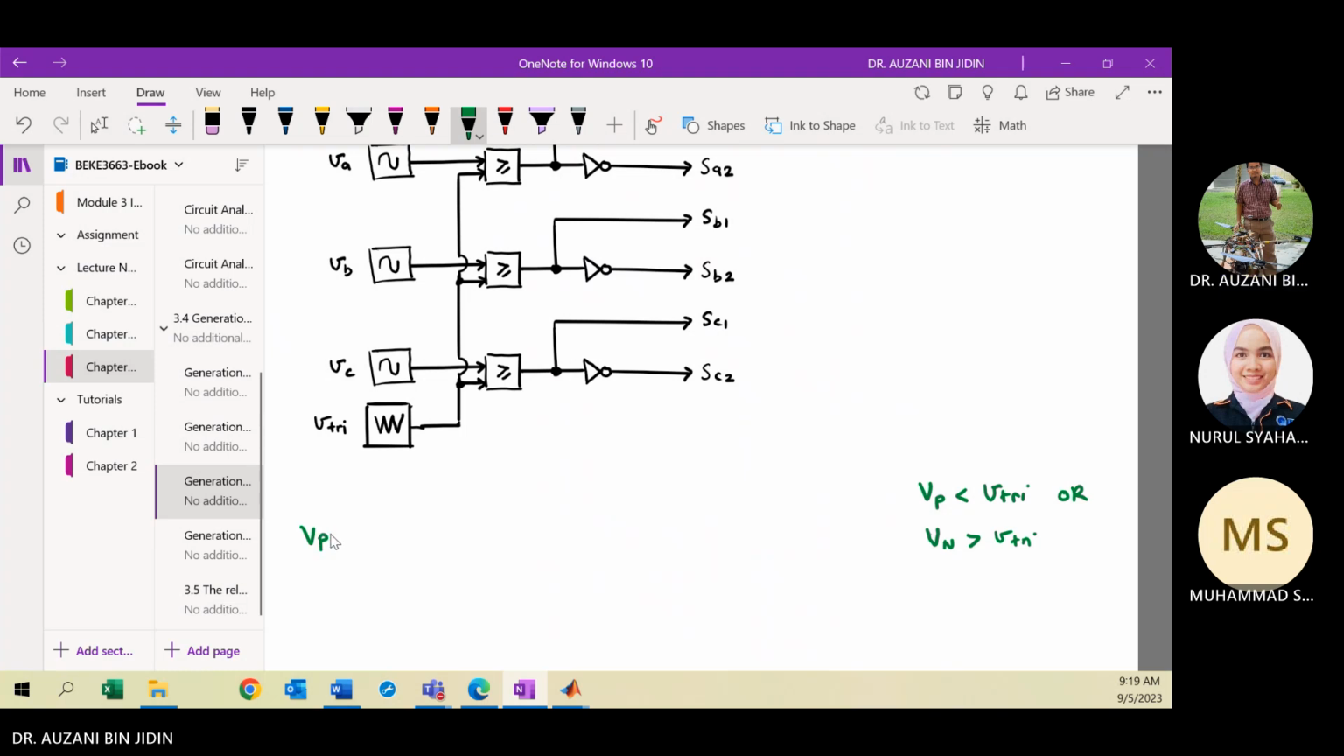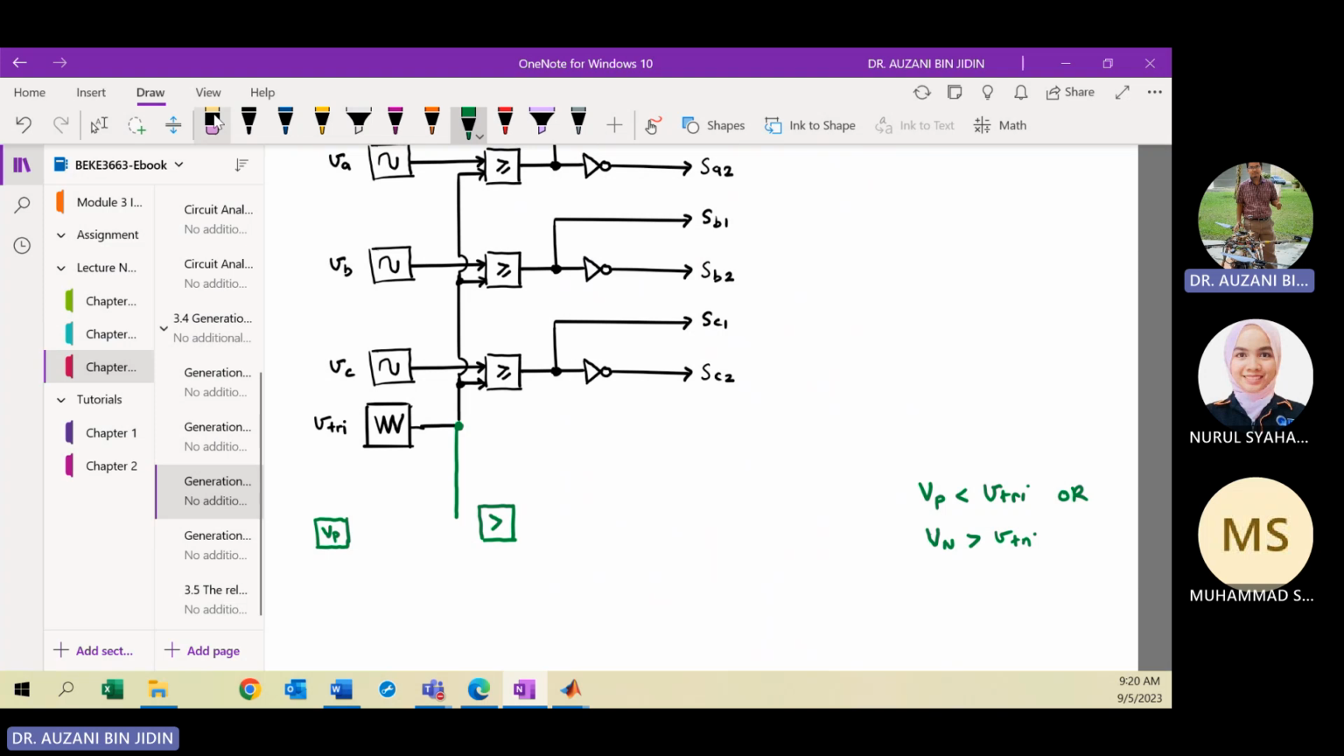So you can start from VP. You have VP here, so maybe you can use the constant block from MATLAB. Green color, this is the constant block, and the value you set as VP. Then for the first condition, VP should be less than triangular. So you draw the relational operator block here, and the triangular you obtain from the same triangular wave shape here. This will be the first input.